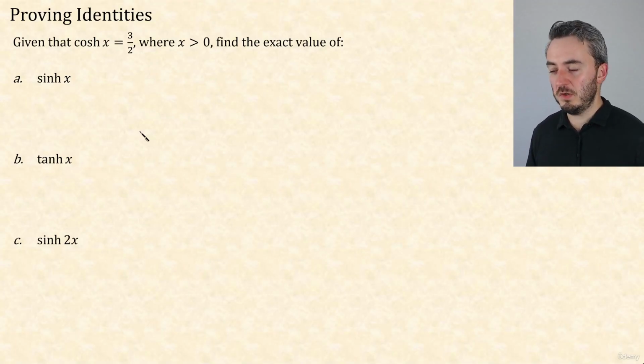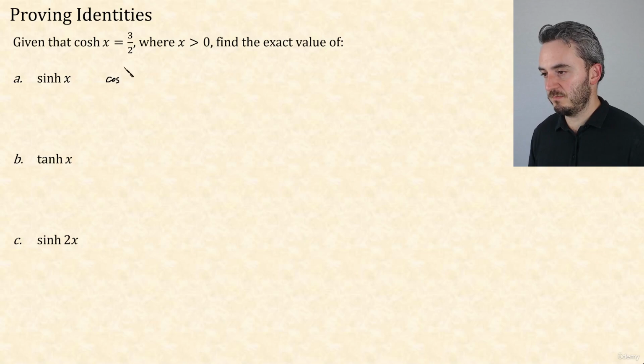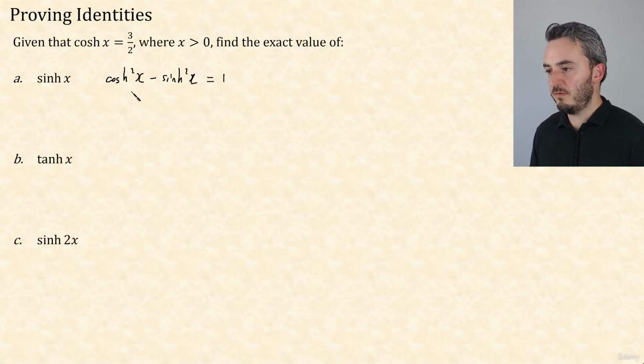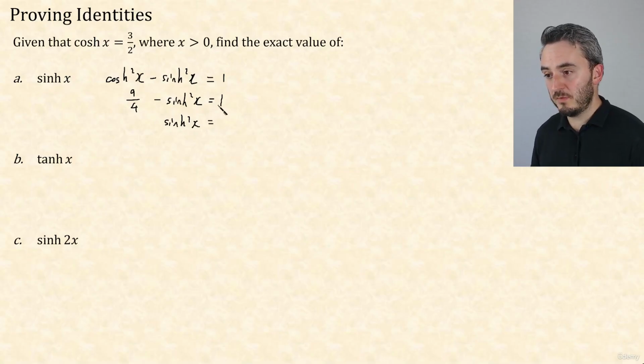Well, we could maybe try to find a value for e to the x or something like that, or find out what x is, but honestly that's a waste of time because we can just use the identity, which says that cosh squared x minus sinh squared x is 1. So 3 over 2 squared is 9 over 4, minus sinh squared x is 1. So that means that sinh squared x is going to be 9 over 4 minus 1, which is 5 over 4.